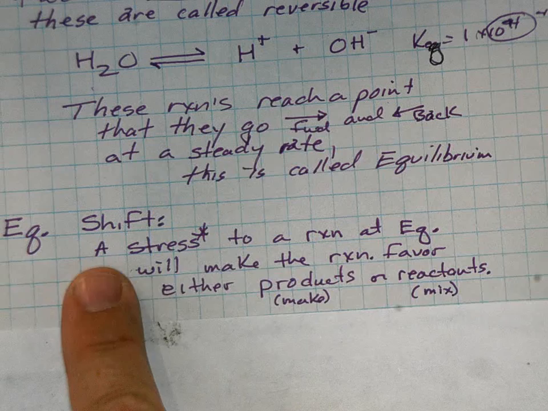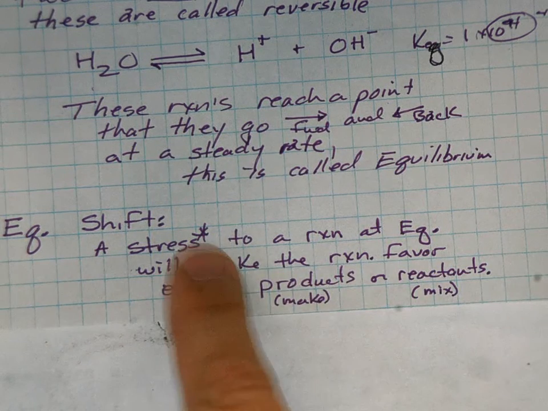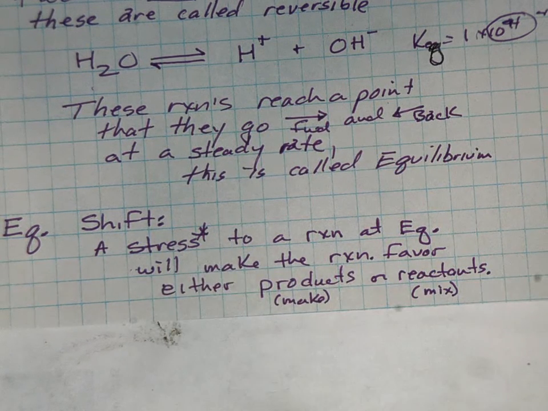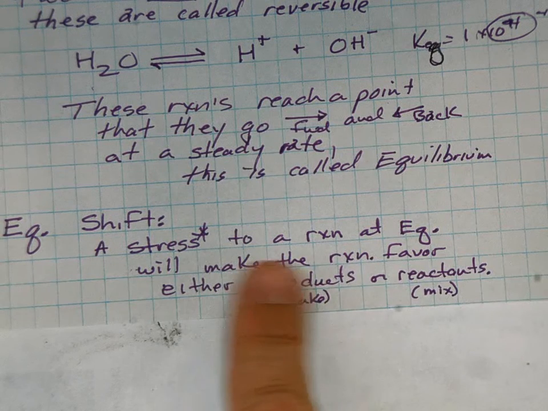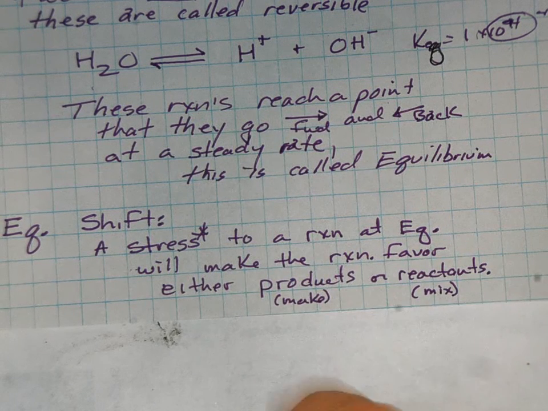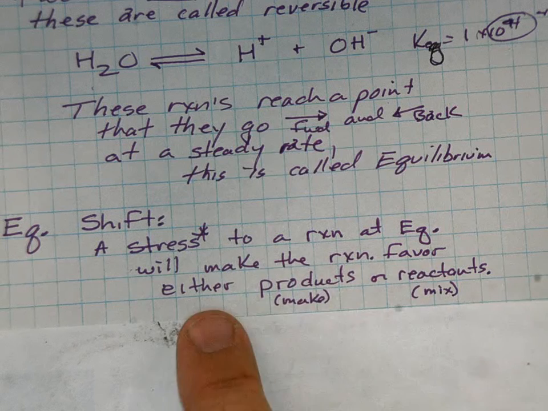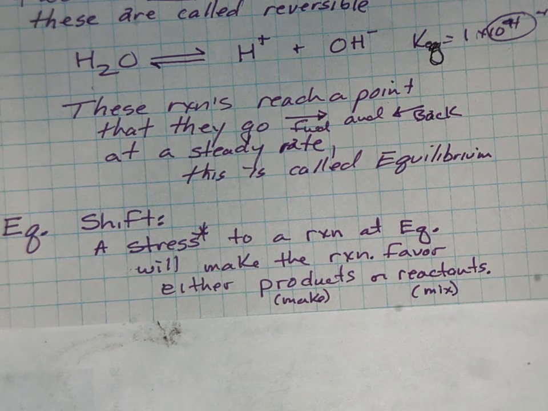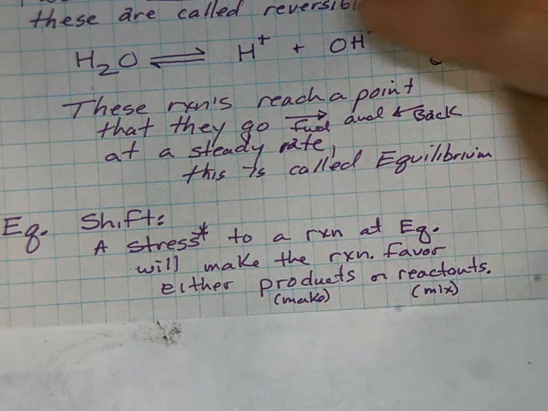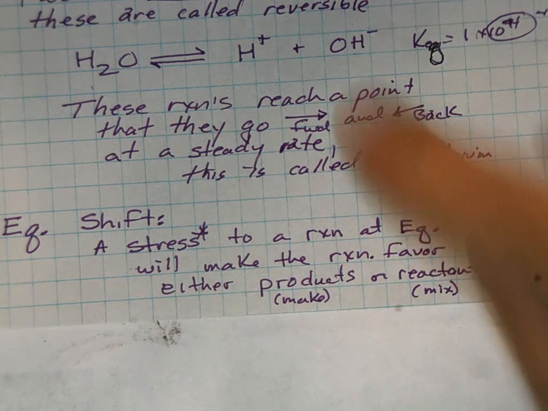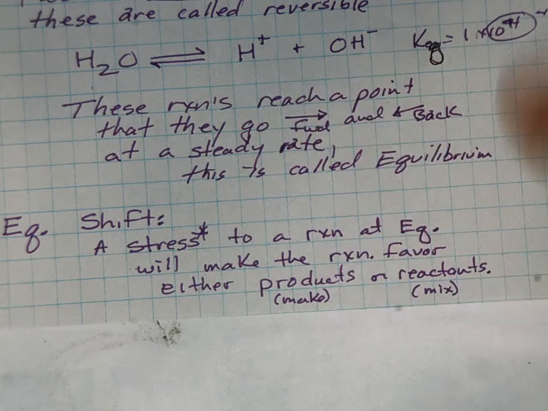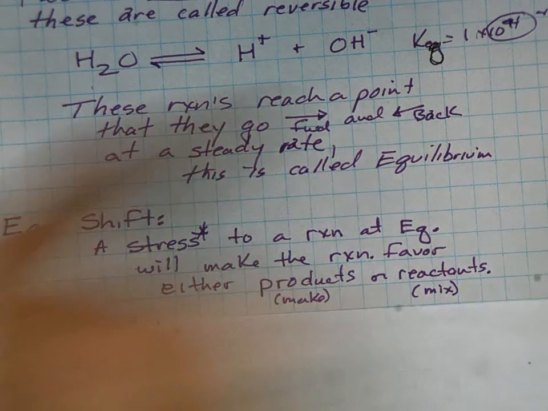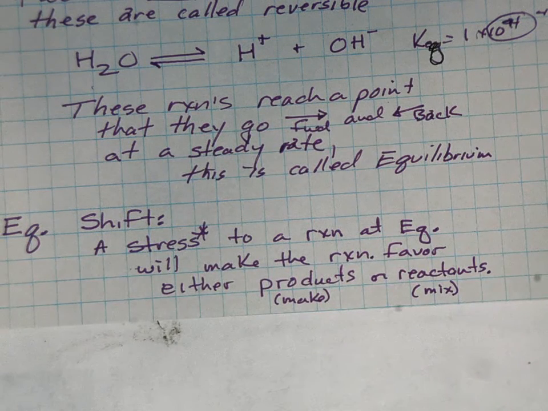So a stress to the reaction, and I put a little asterisk there. We'll talk about what the stresses are. A stress to a reaction at equilibrium will make the reaction favor either the products or the reactants. So one of the biggest ways is if we were to dump more hydrogen ions in, that would force the reaction to the left. If we were to dump a bunch of water in here, that would force the reaction to the right. You don't need to write that, we'll get those later.